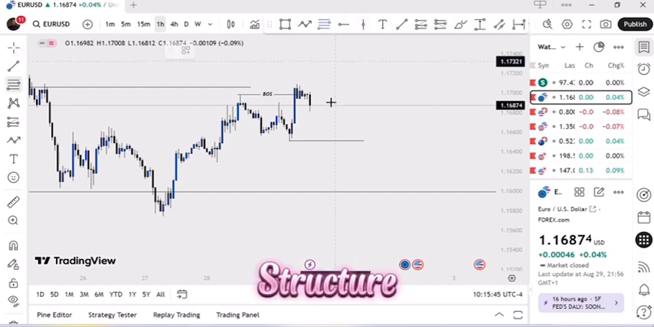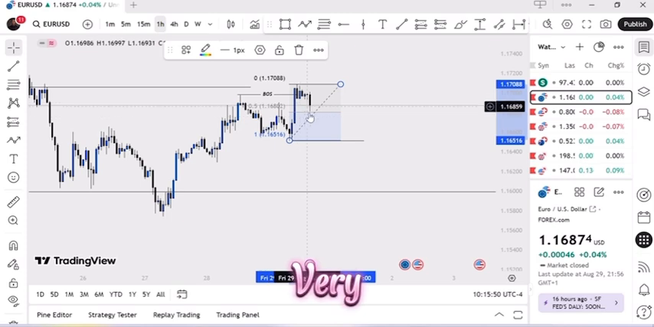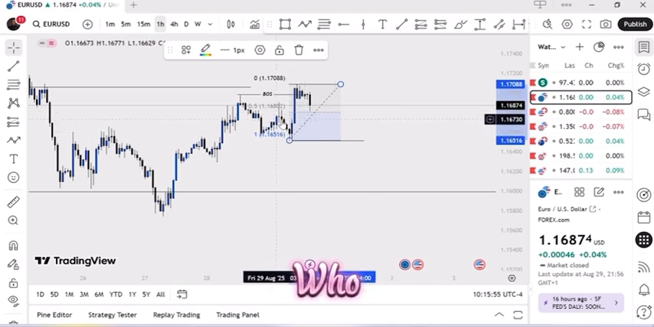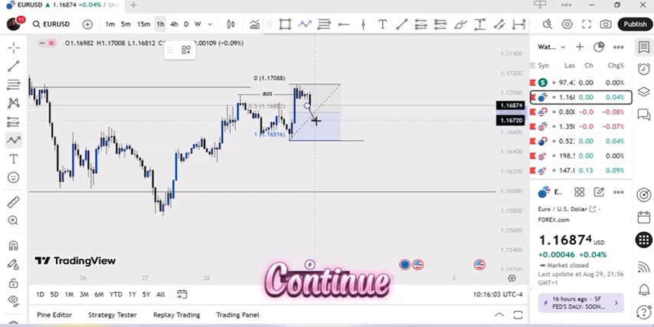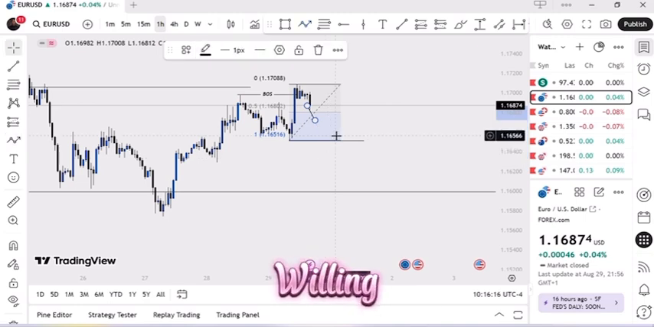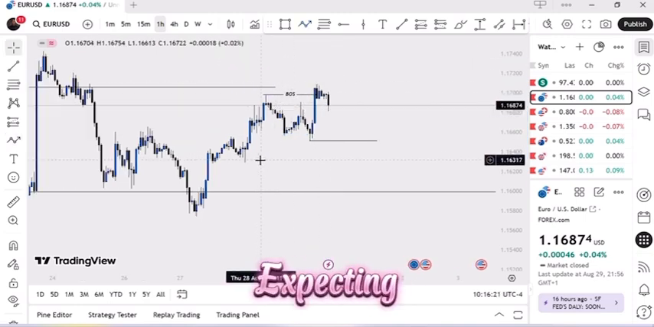This is a break of structure. You can see price is retracing into the discount level of this very daily range. I wouldn't want to buy from here, because price might, who knows, react from either this fair value gap or this breaker block right here, and then continue the buys. If I don't see price break below this low, I'm not going to sell. If price reacts from this gap or this point upward, but then I see price break below this low, then I'll be willing to engage in price. Else I wouldn't engage in price. So this is what I'm expecting this week, guys.